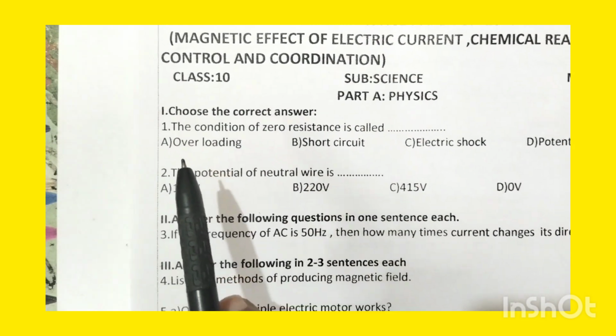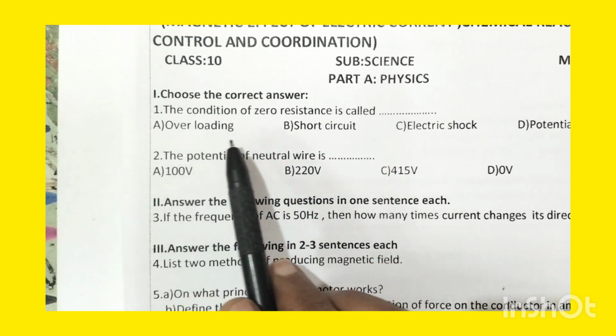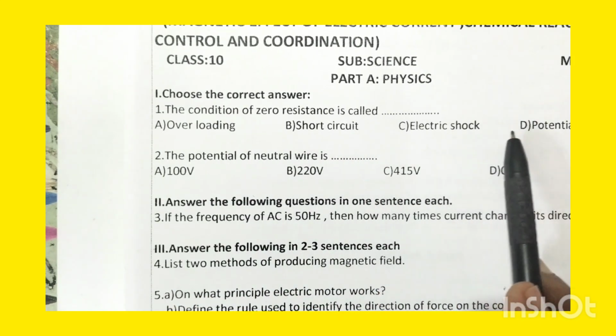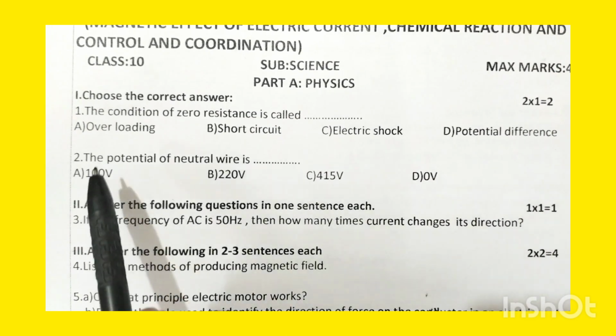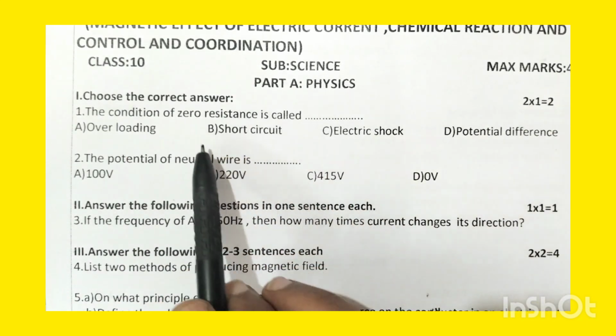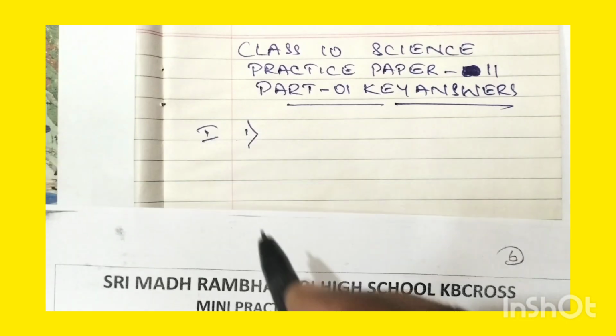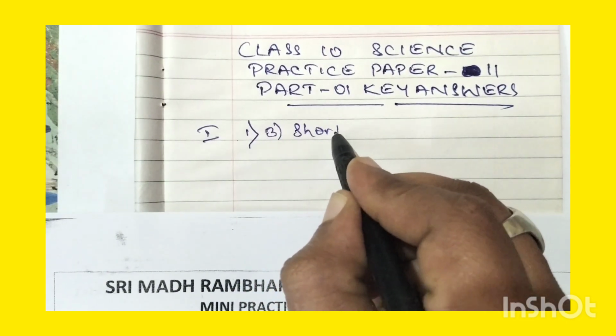So the first question is: the condition of zero resistance is called overloading, short circuit, electric shock, potential difference. So among these four options, overloading, short circuit, electric shock and potential difference, the right answer is option B, that is short circuit.